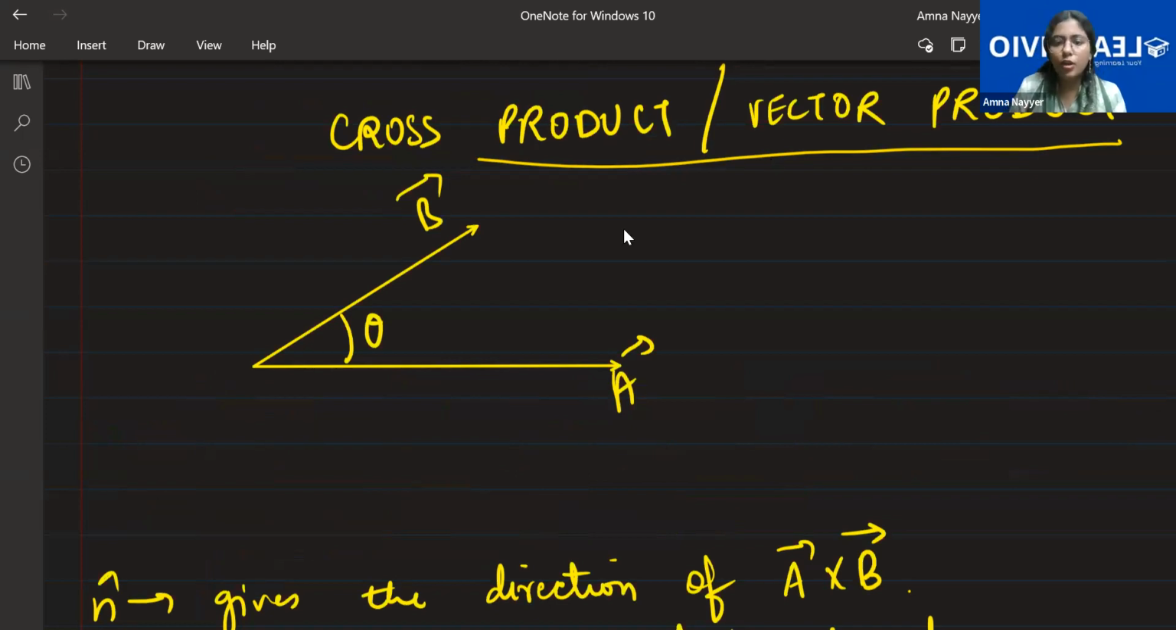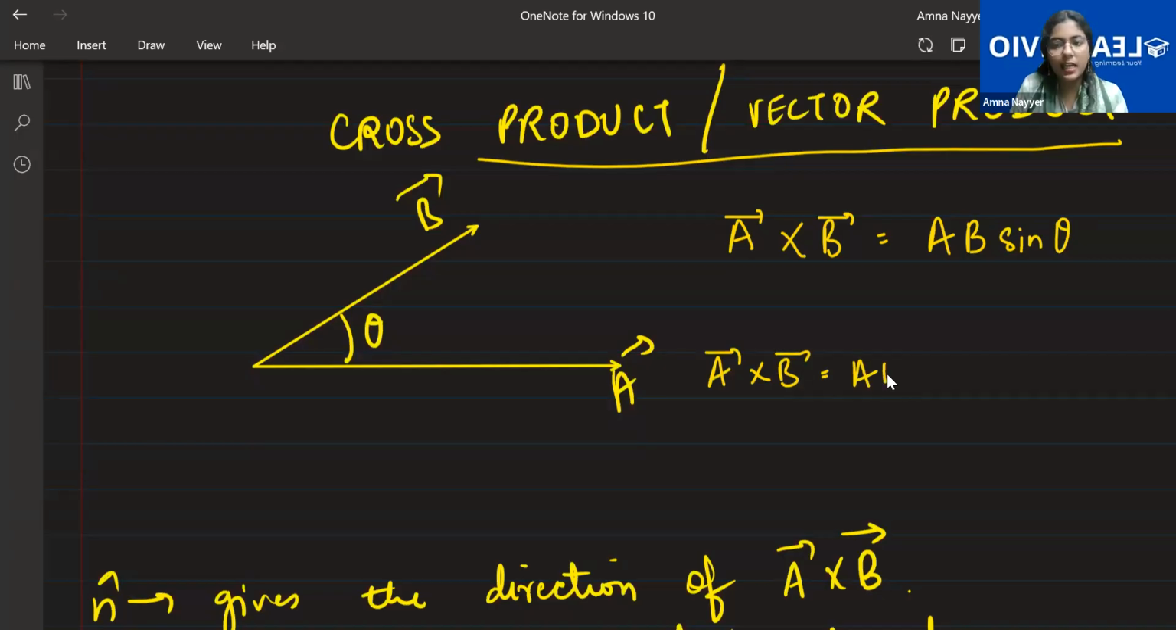See, in the polar form, what do we do? When you have A cross B, you write the magnitude of A, magnitude of B, but you write sine theta here. Sometimes you will find that A cross B is written with A, B, sine theta, and an n cap is present. This n cap is present to show the direction of A cross B, like your torque. Torque is a vector quantity. And here, the result will be a vector.